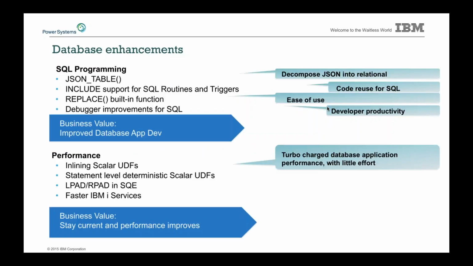And so from an overall database perspective, and then we'll just dive into JSON for just a little bit, our big item for this TR is our JSON table. We also added include support for SQL routines and triggers. There's a replace built-in function, as well as improvements to the debugger. So if you have embedded SQL in your RPG, the debugger will deal with that much nicer now. There's also a bunch of performance updates. We're continually looking at how we can make our queries and our database information access work better.